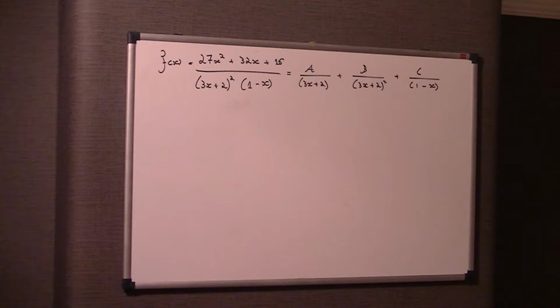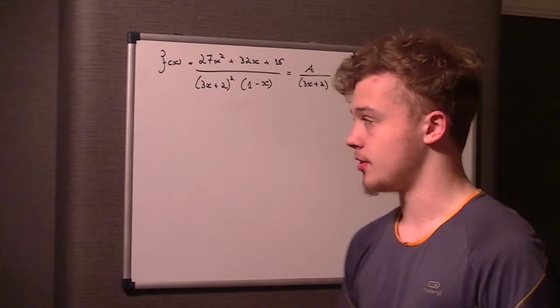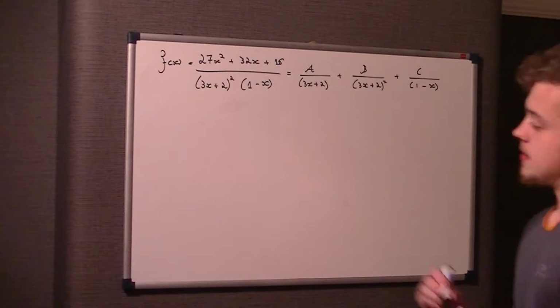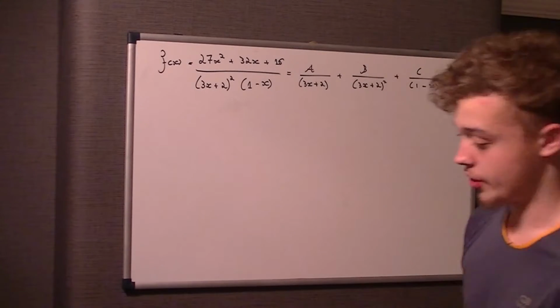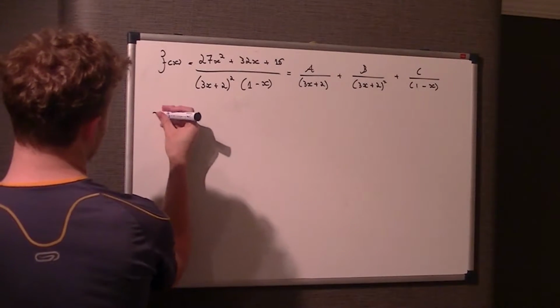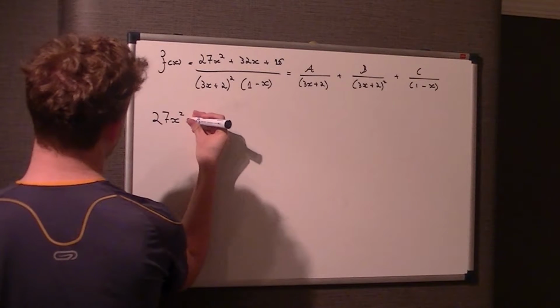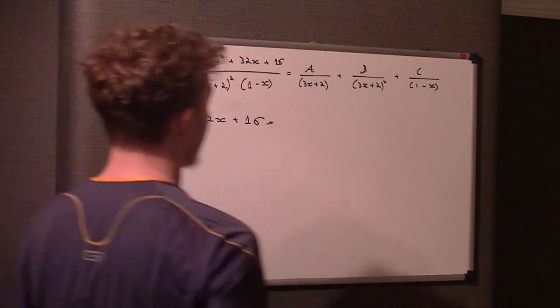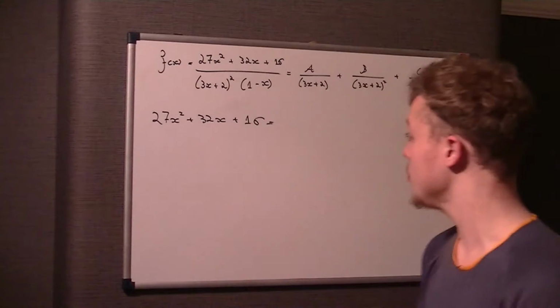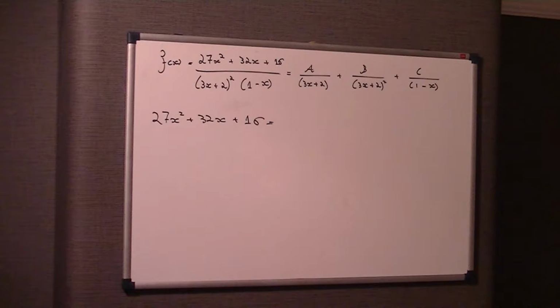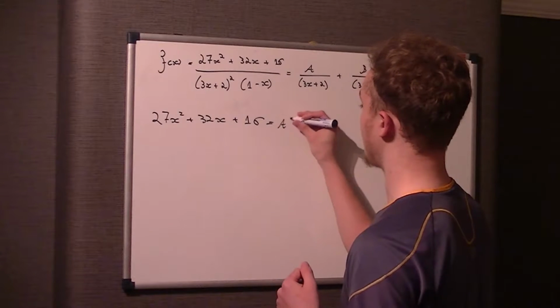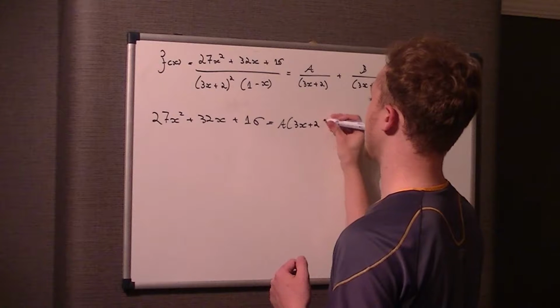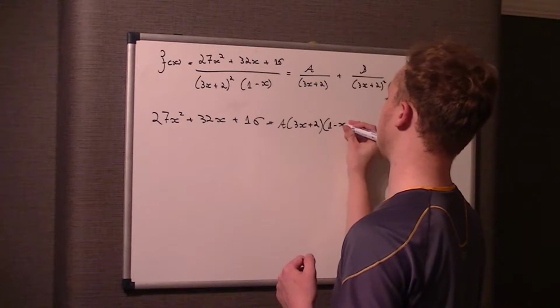A couple of people talk about this in different ways, obviously. The way I think of it is timesing both sides by the denominator of the fraction you're splitting up. On the left-hand side, that leaves us with 27x squared plus 32x plus 16. When we times A over 3x plus 2 by (3x plus 2) squared and (1 take x), the (3x plus 2) squared almost cancels out, so we're just left with A brackets 3x plus 2. But the 1 take x doesn't cancel, so we add that in as well: (1 take x).